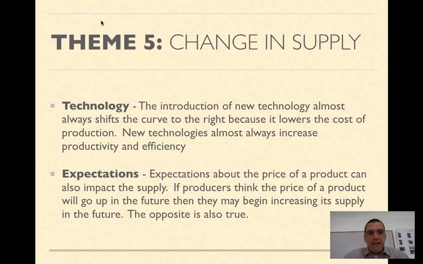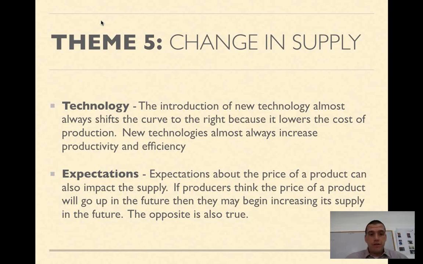That brings us to technology. Almost always the introduction of a new technology will shift the curve to the right, because generally new technologies lower the cost of production. When you put a new technology into the production of a good, you're making things better for the production. So it's always going to increase productivity and efficiency. With the injection of a new technology, you're going to see an increase in supply, because if it's making you more productive and efficient, you can make more of it, which as an entrepreneur you will.